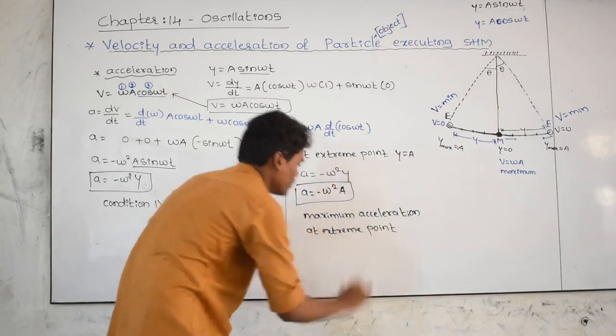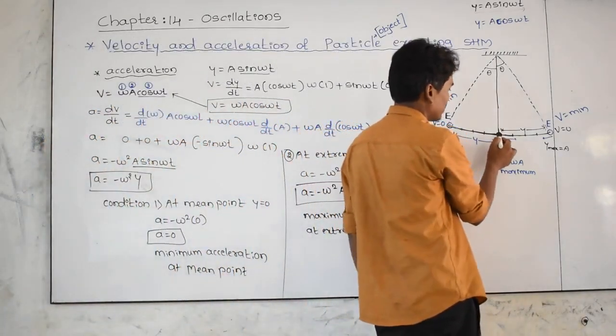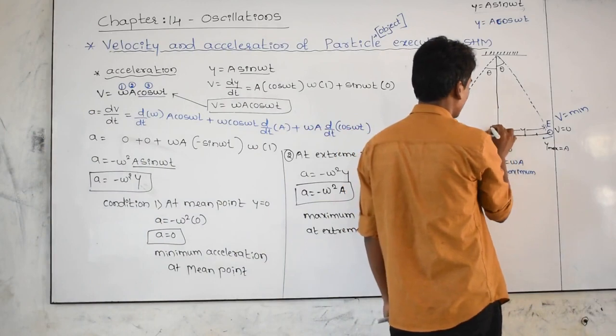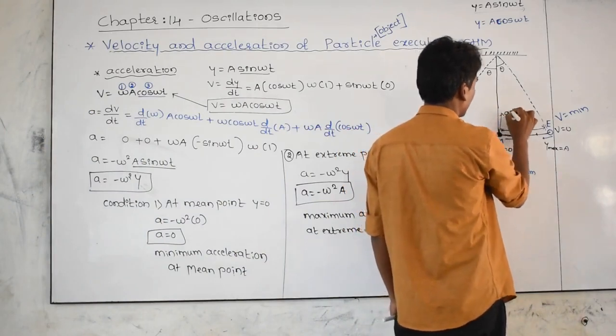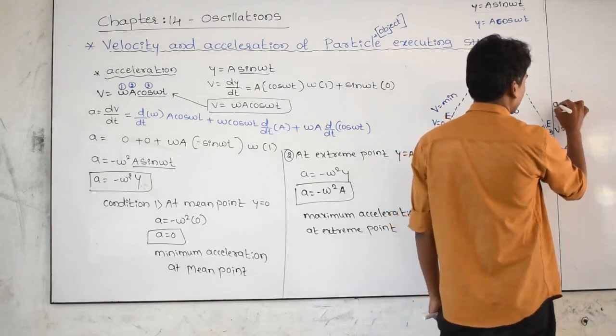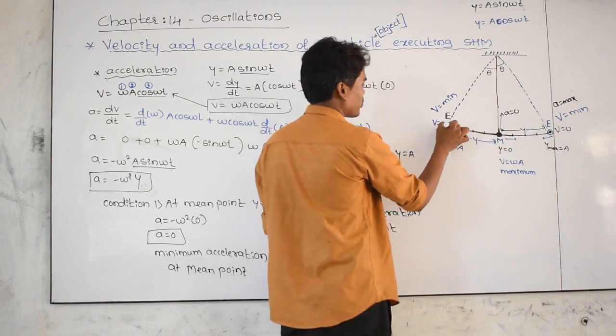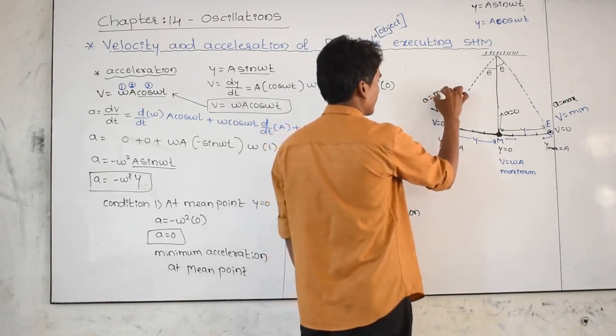This is the condition of acceleration. Whenever the object is at the mean point, acceleration is equal to 0. Whenever the object is at the extreme point, acceleration is maximum.